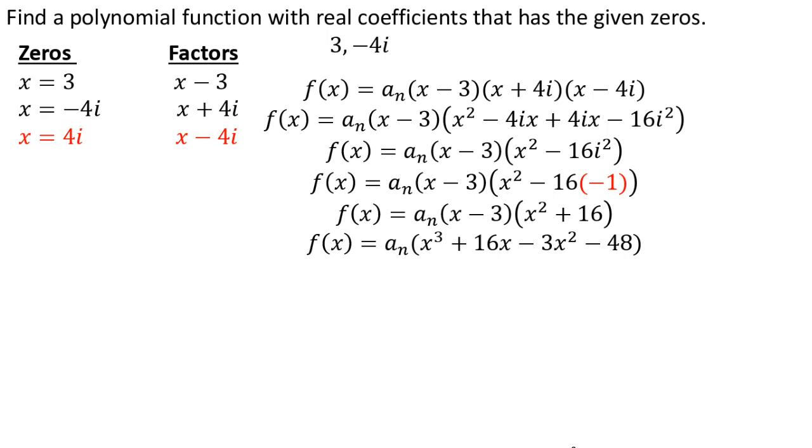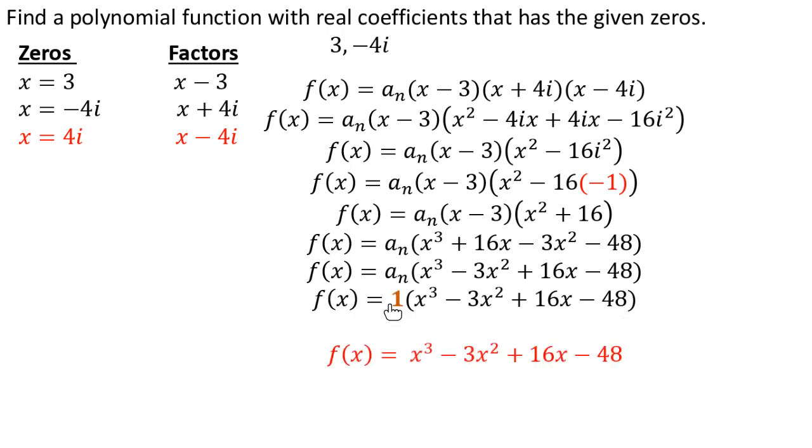Do I have terms to combine? I don't, but I don't like it like this. I like to put it in standard form where it's in decreasing order, okay? So I'm just going to rewrite it as x cubed minus 3x squared plus 16x minus 48. And again, on this particular problem, they didn't want me to be specific, a specific polynomial. So since it's a general polynomial, I'm going to substitute a sub n by 1.